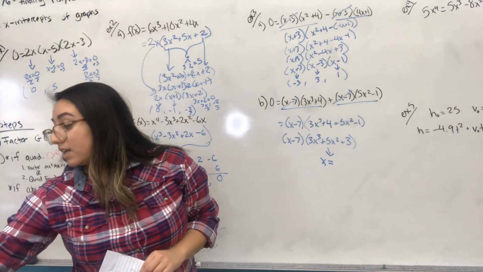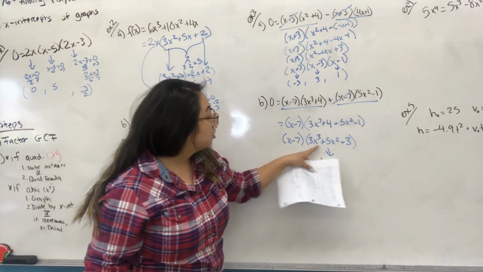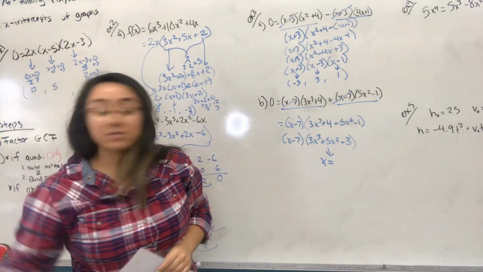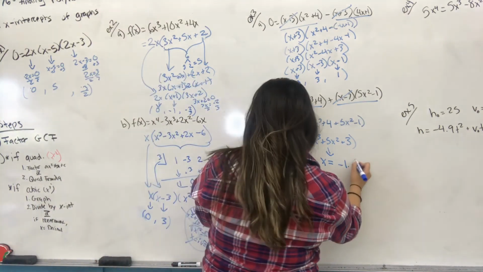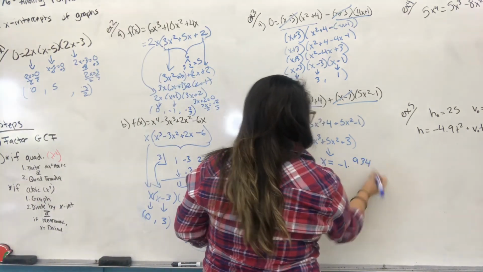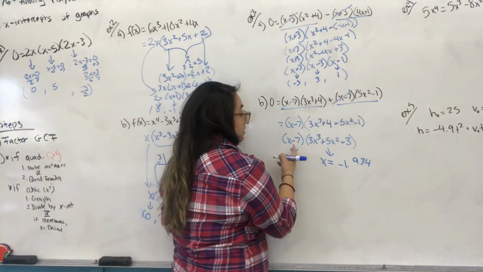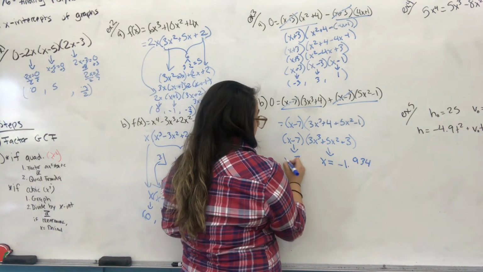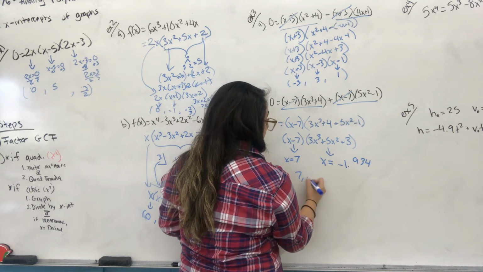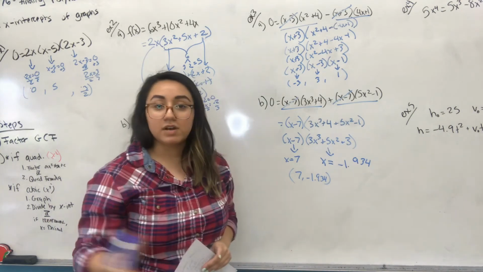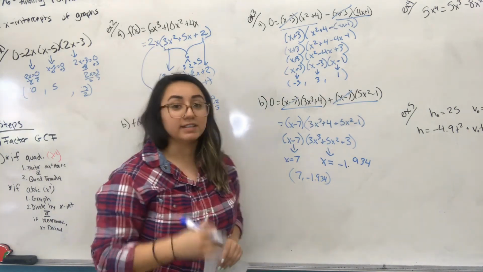So here, that graph, the 3x cubed plus 5x squared plus 3, it intercepts at x equals negative 1.934. And then also you have this graph right here. You're going to set it equal to 0, and you're going to get 7. So your two answers are 7 and negative 1.934. So if it's complicated, you don't have to do any extra steps. You're just going to write it down right there.